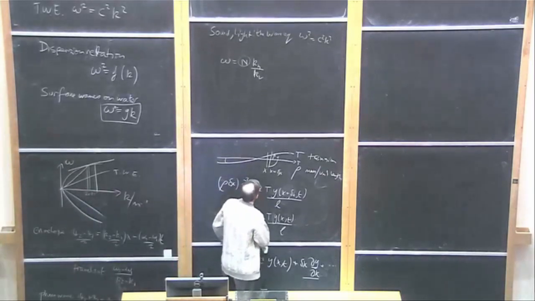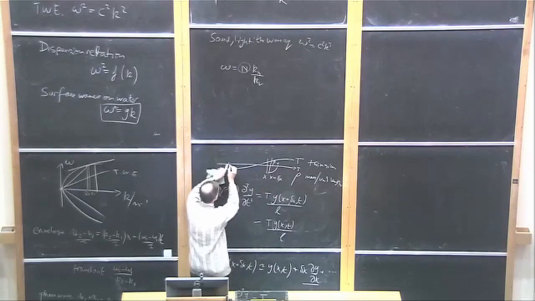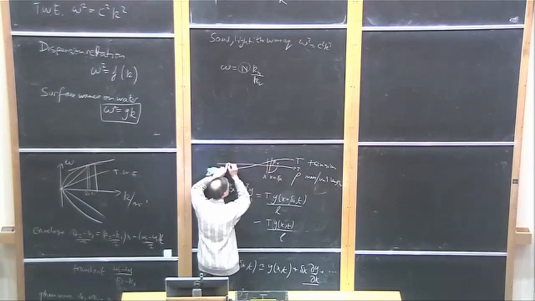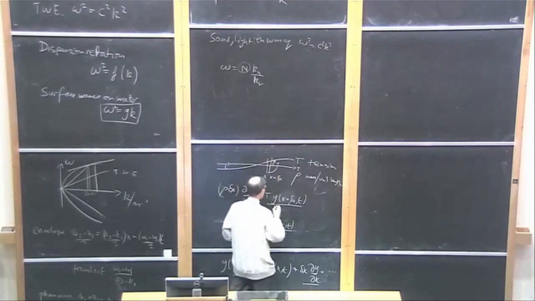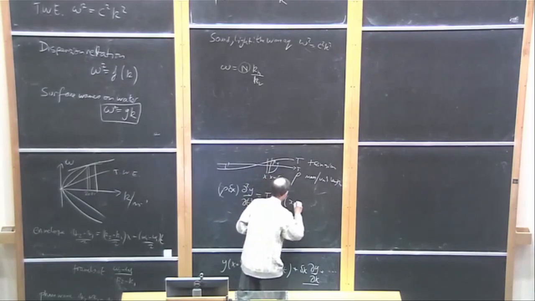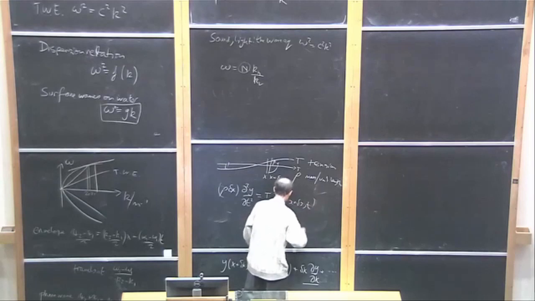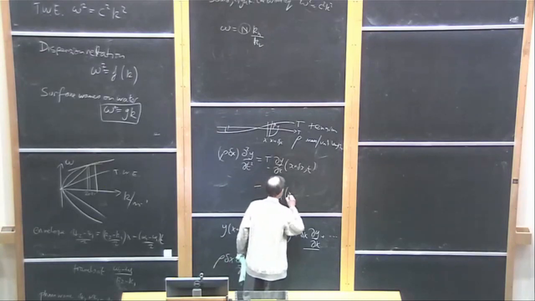No, I said that wrong. The angle involved here is not, silly me, the angle involved here is not that angle, which is y over L. It's this angle here, which is dy by dx at x plus delta x, t. And here it's dy by dx at x, t.